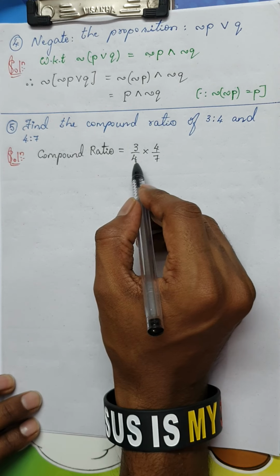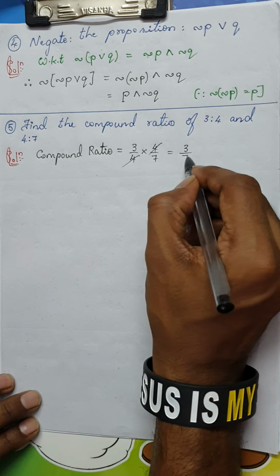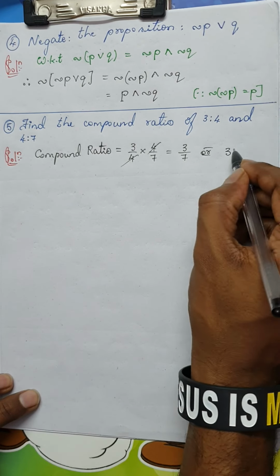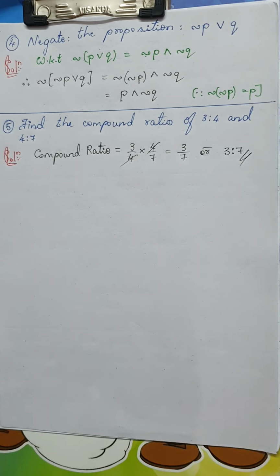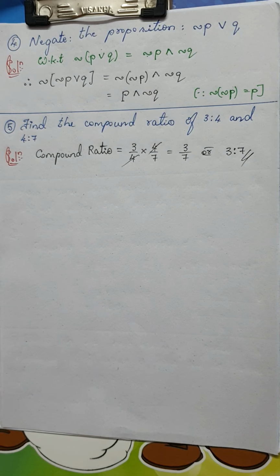Now if you can cancel, you check here, it actually gets cancelled. So that is nothing but 3 by 7, or the compound ratio is 3:7. Okay, so this is the required answer. The compound ratio is 3 by 7 or 3:7.